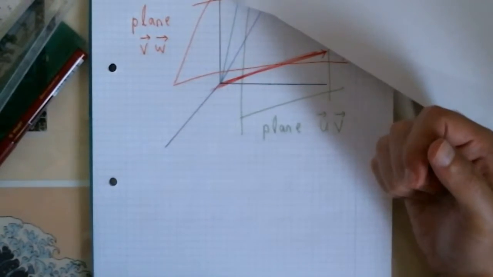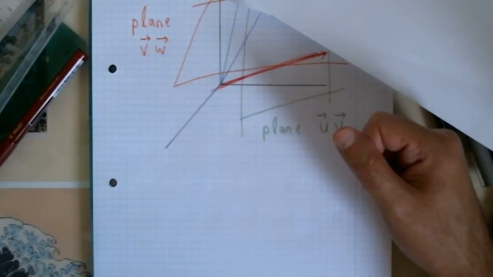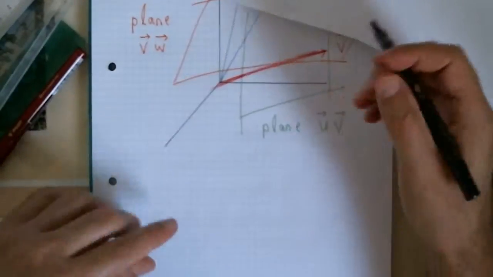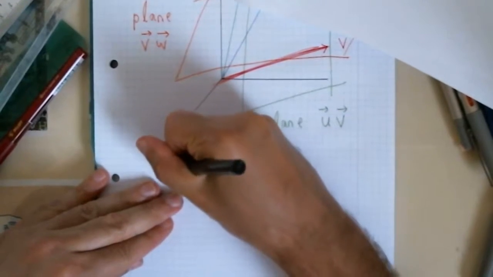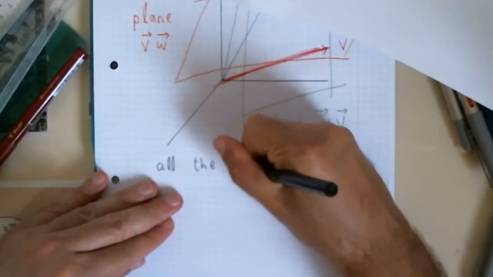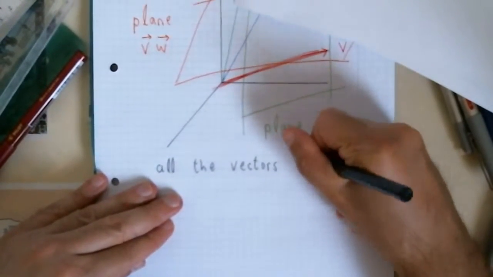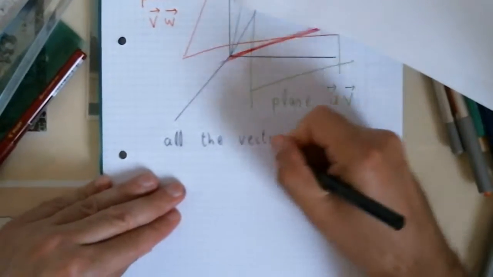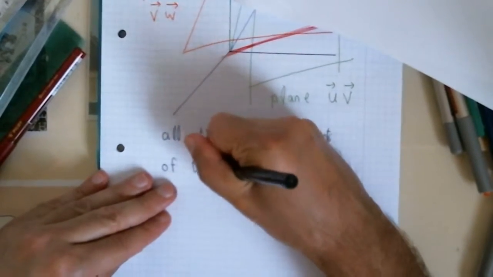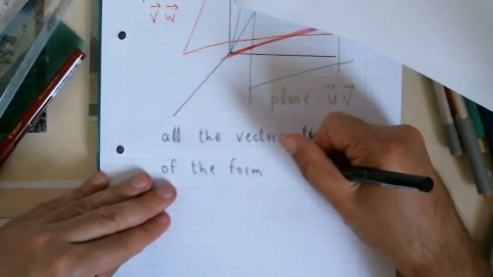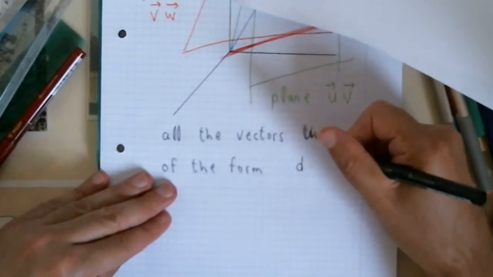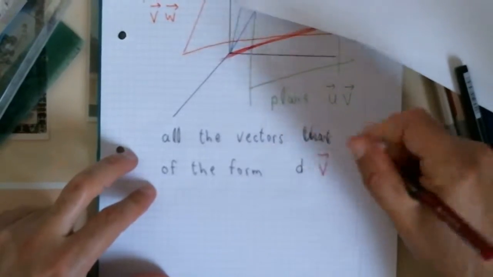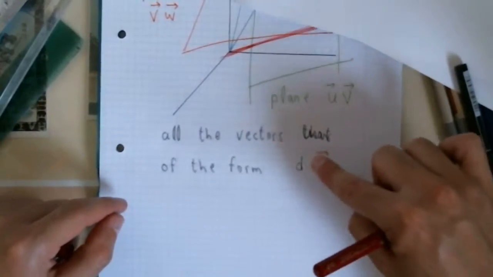Okay, so what was the question? 24. Which vectors are combinations of U and V, and also combinations of V and W? So the answer is all the vectors of the form, let's say, C or D or E times V.